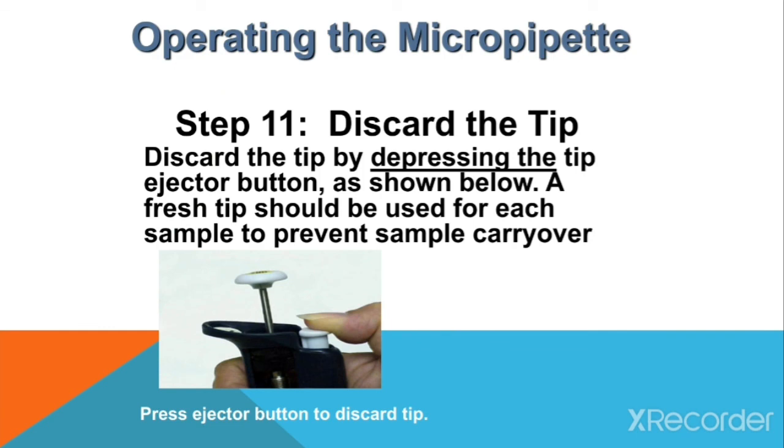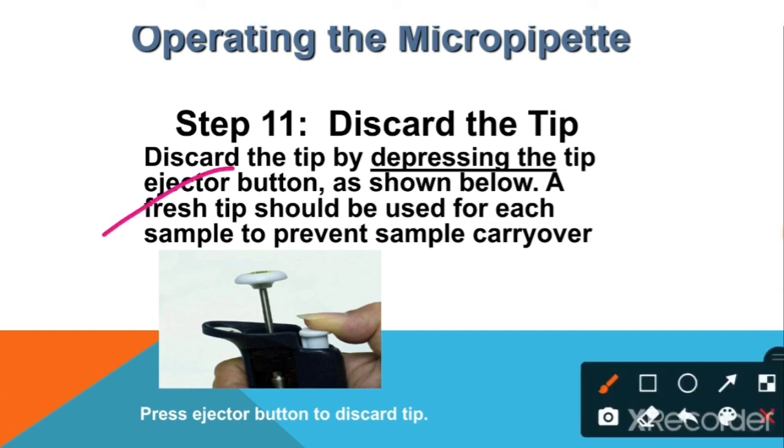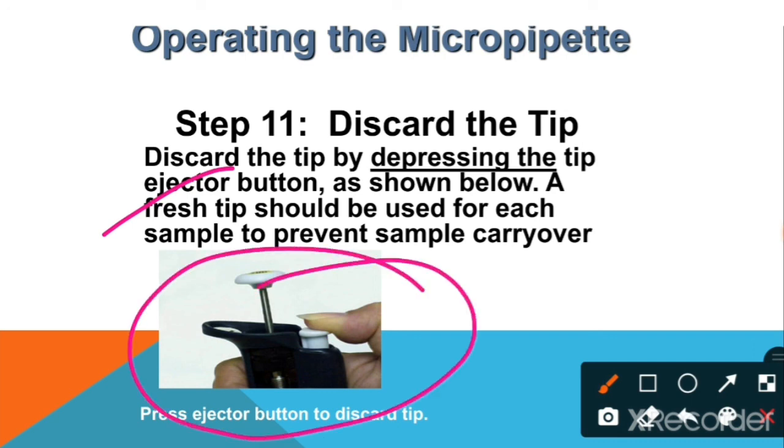Last one, that is we have to discard the tip. Now here, discard the tip by depressing the tip ejector button as shown in the picture. A fresh tip should be used for each sample to prevent sample carryover. Now this is the picture where the ejection is happening.